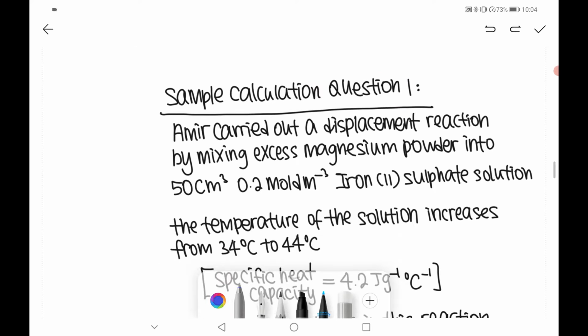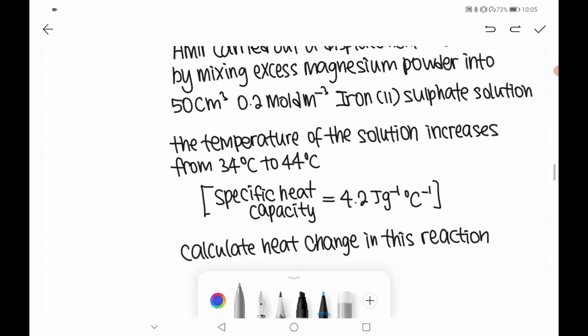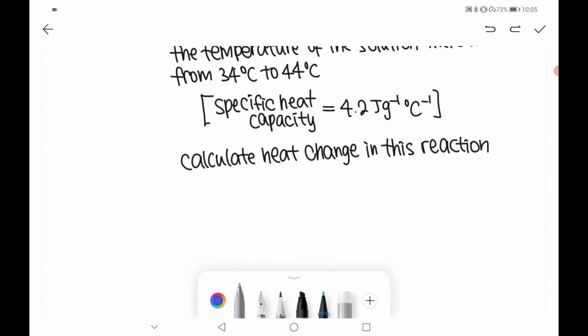Okay, for this question, the question says Ame carries out a displacement reaction by mixing excess magnesium powder into 50 cm³ of 0.2 mol per dm³ iron(II) sulfate solution. The temperature of the solution increases from 34 to 44 degrees Celsius, okay? Now the question asks you to calculate the heat change in this reaction.